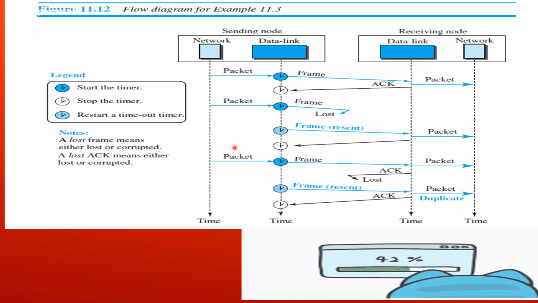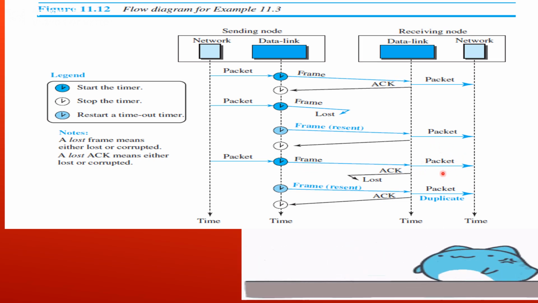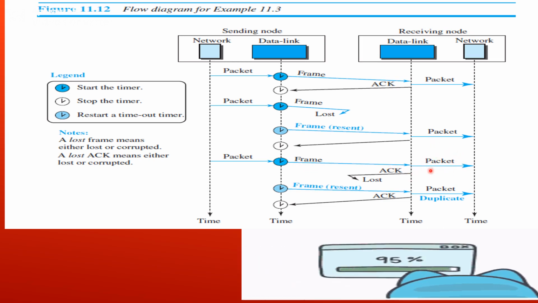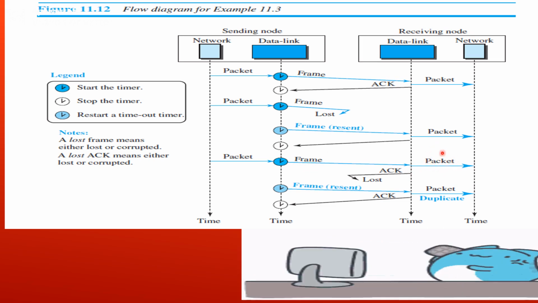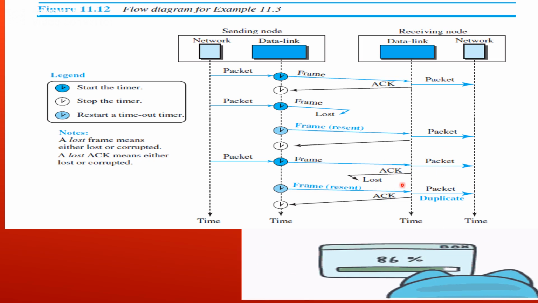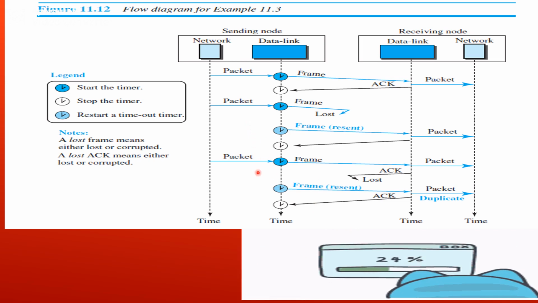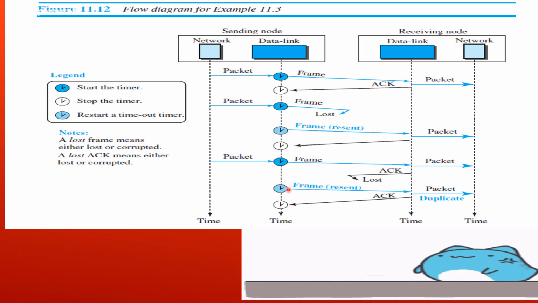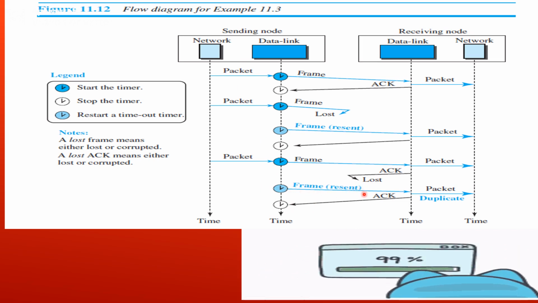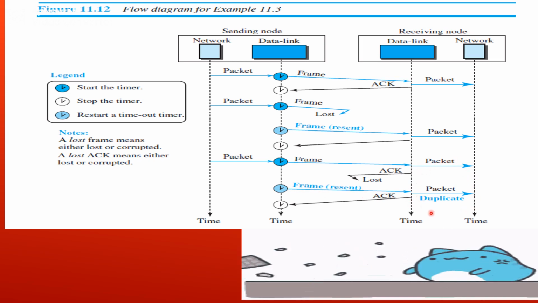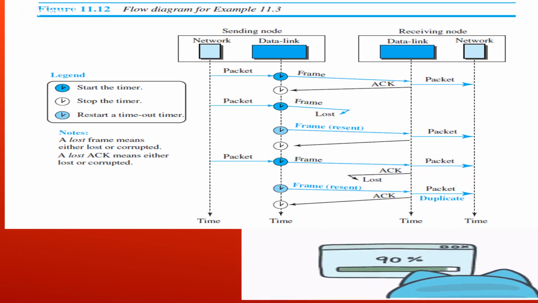Case 3, where an acknowledgement is lost. The packet is transmitted, encapsulated into a frame, and arrives at the destination or receiving node. After successful transmission an acknowledgement is sent, but that acknowledgement is lost in the transmission media. The sender thinks that since the timer is expired and the acknowledgement is not received, it will retransmit the same frame. That means a duplicate copy of the same packet arrives at the receiving node.